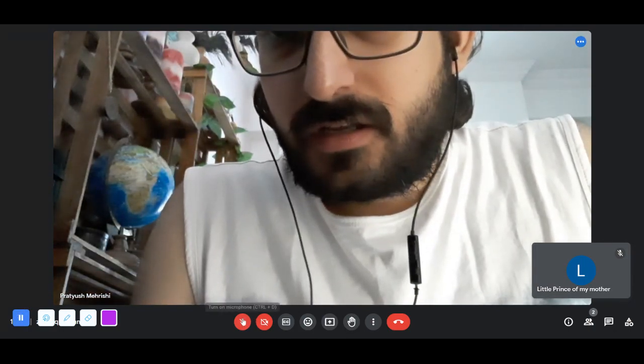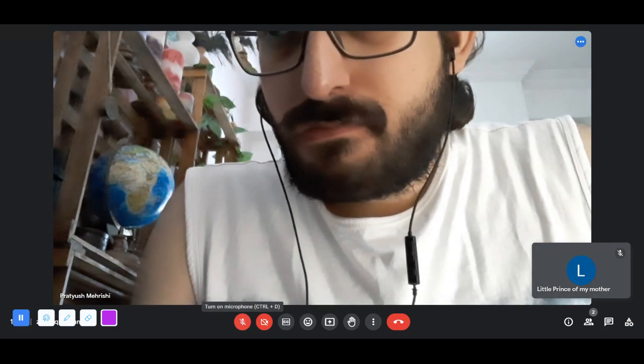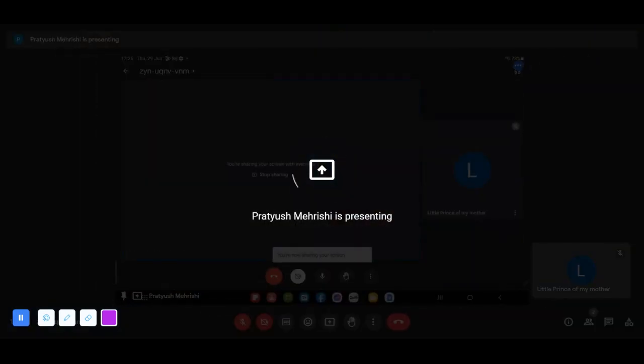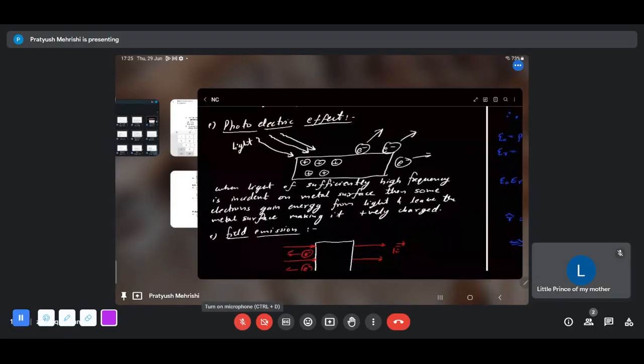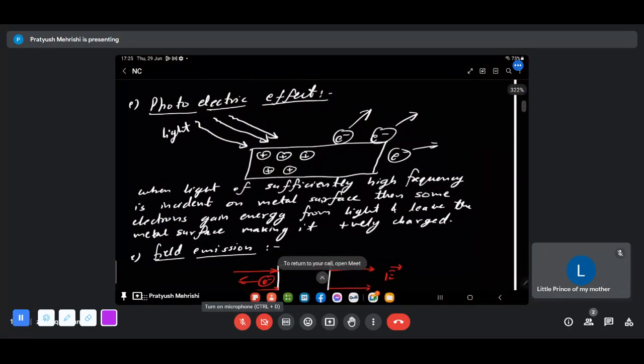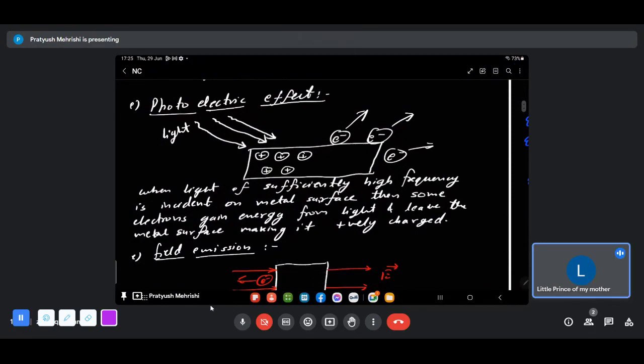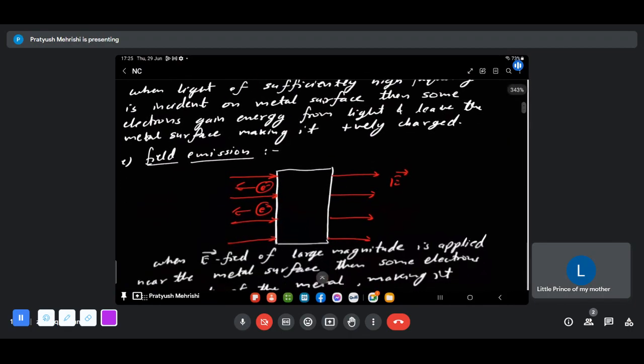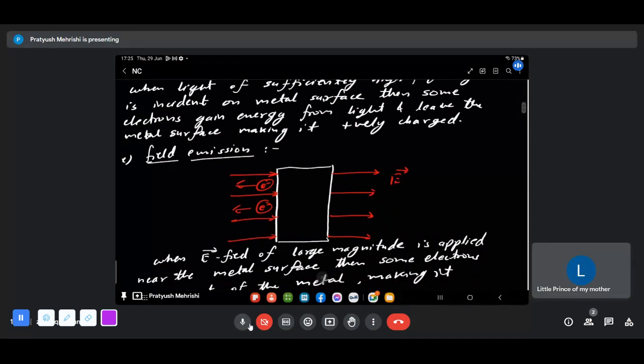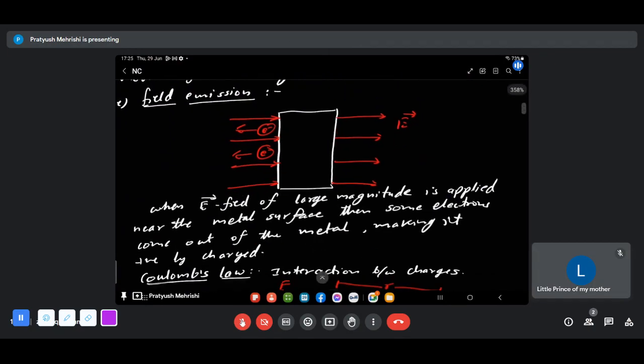Now let us move ahead. Yes, is the screen visible now? Yes, sir, it is visible, sir. Fine. So photoelectric effect and field emission. Did we see this field emission?